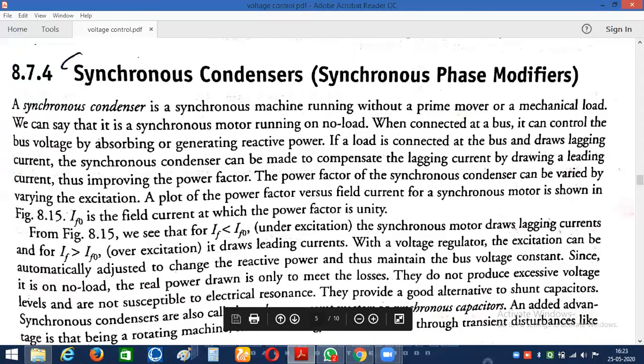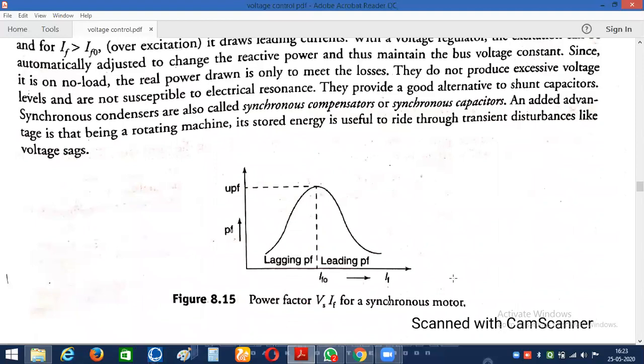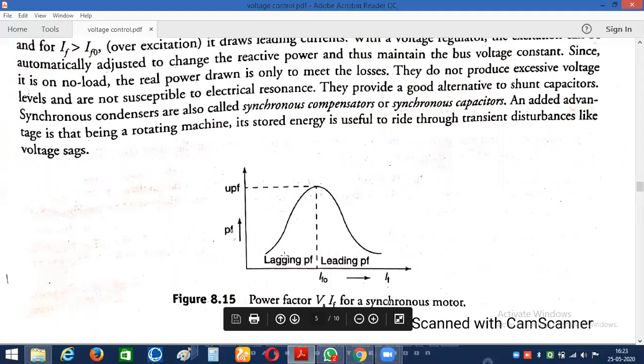If a load is connected at the bus and draws lagging current, the synchronous condenser can compensate the lagging current by drawing a leading current, thereby increasing the power factor. The power factor of the synchronous condenser can be varied with respect to the excitation, and let me show the graph of how the excitation current varies for various power factors.